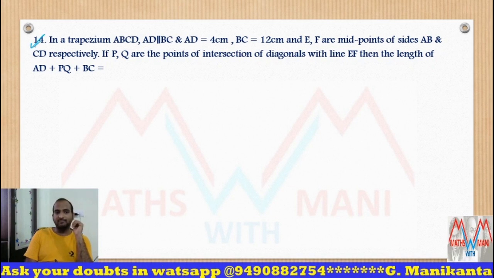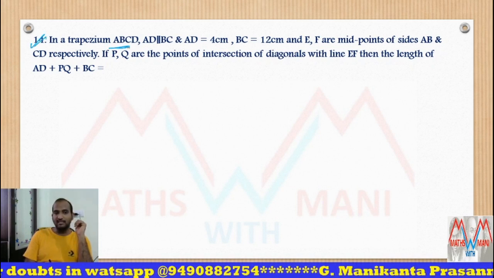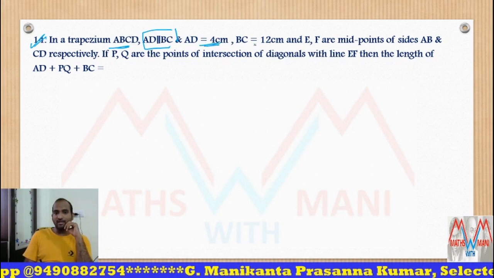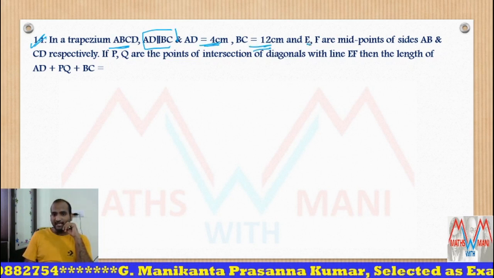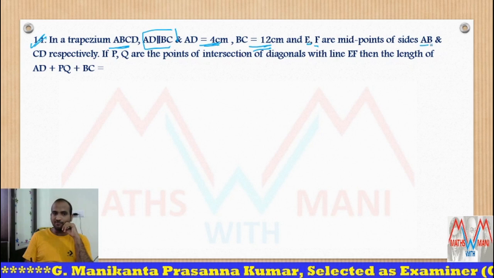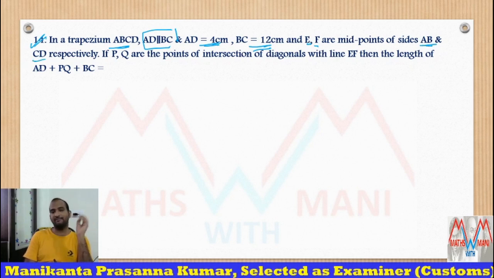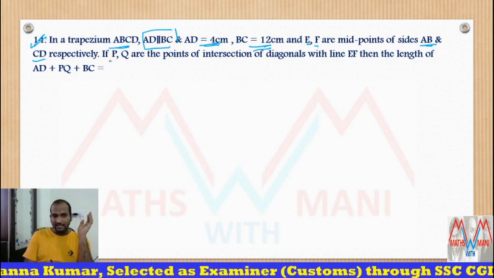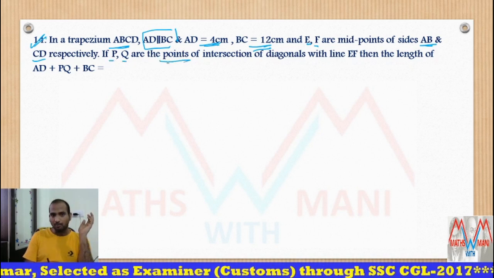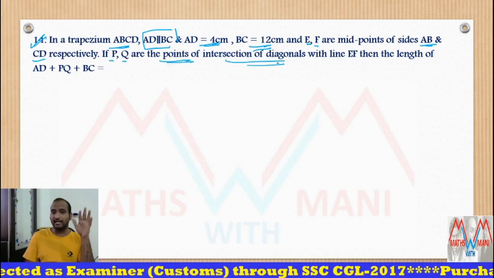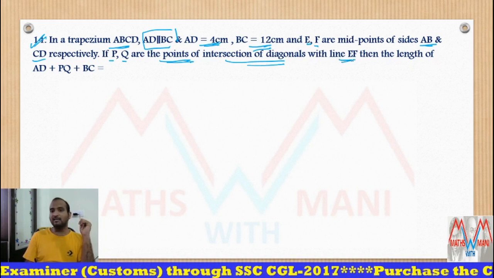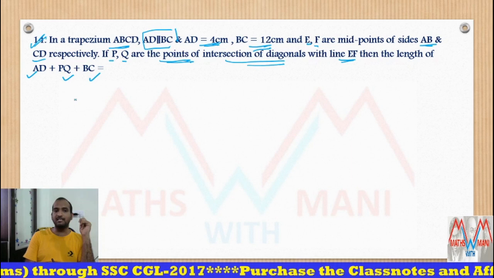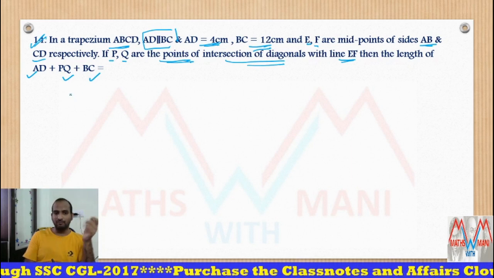In a trapezium ABCD, AD is parallel to BC, AD is 4 and BC is 12, and E, F are the midpoints of the non-parallel sides AB and CD. If P, Q are the points of intersection of the diagonals with the line EF, then you have to find the length of AD plus PQ plus BC.